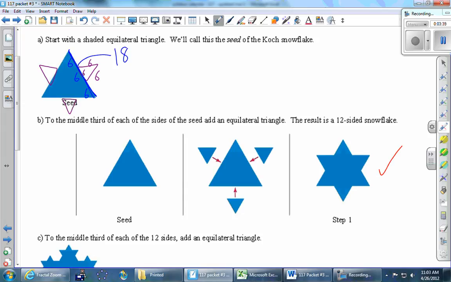Okay, step 2, same as step 1. You take each of the sides of this new shape, the star shape, and you cut it. Here's one example of a side of the star shape. I cut it into 3 pieces, just like I did before, and in the middle, I'm going to stick on a little tiny equilateral triangle. And on this side, a little tiny equilateral triangle. And on this side, a tiny equilateral triangle. And in the middle of each of the sides, a tiny equilateral triangle.